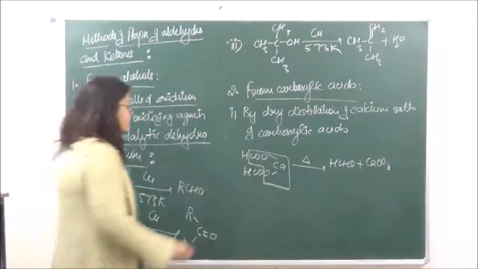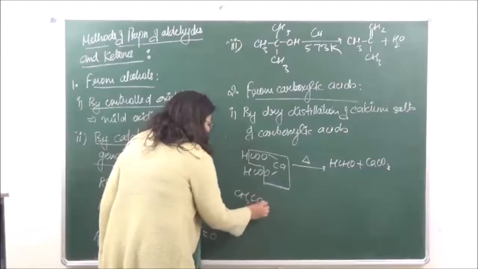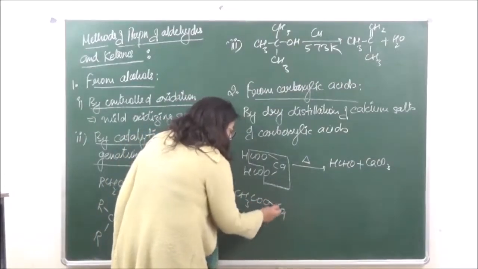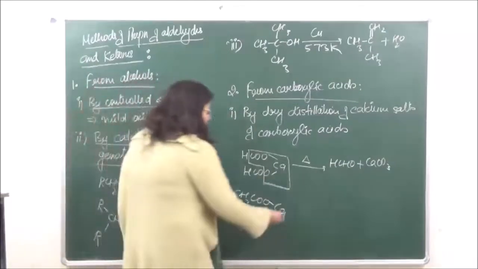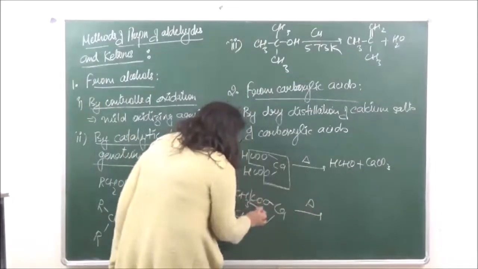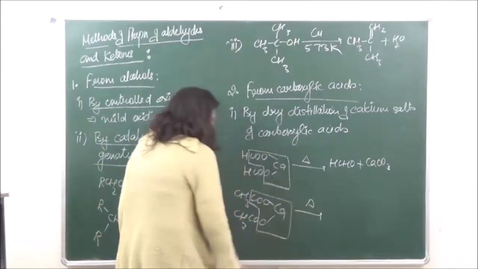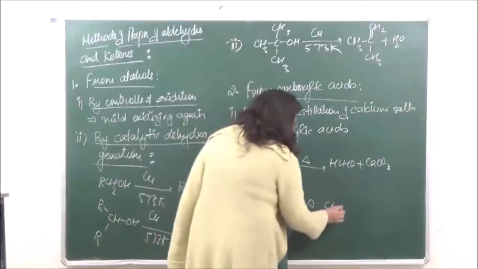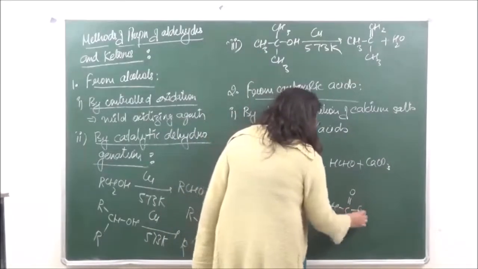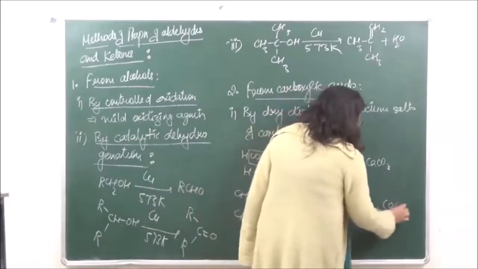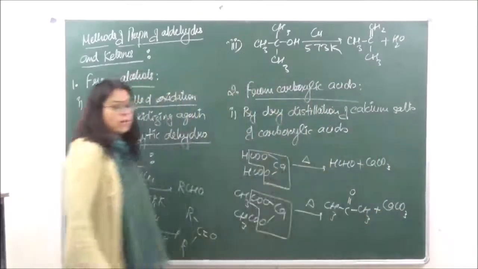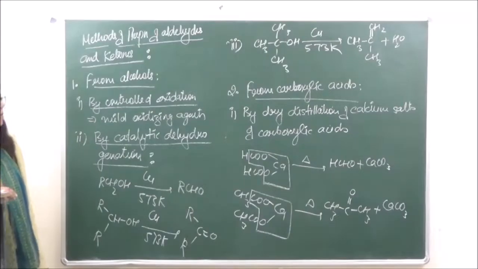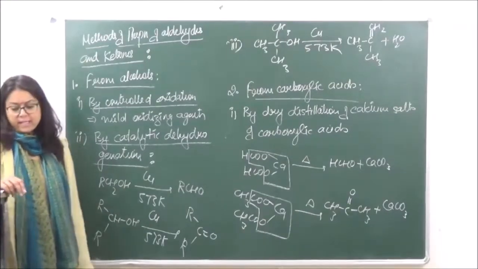Similarly, if we are taking calcium acetate, calcium acetate is (CH3COO)2Ca. On heating, this is also going to lose a molecule of carbon dioxide and we are going to get a ketone, CH3COCH3, plus calcium carbonate. Right? Now over here, generally the yield is very poor. We do not get a high yield of the aldehydes and ketones.